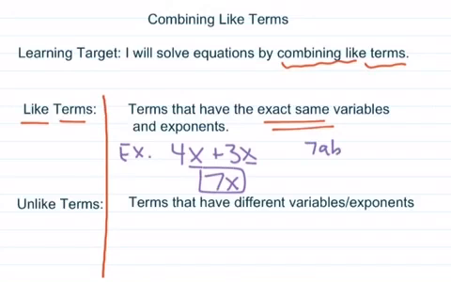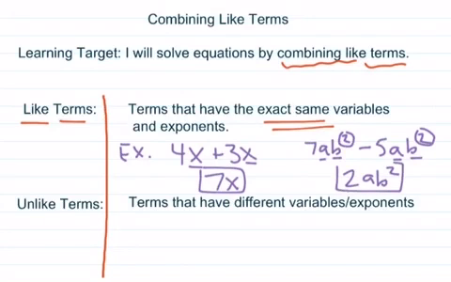Now, if you have 7ab squared minus 5ab squared, again, they both have an a, they both have a b, and the exponent is 2. Since the variables and the exponents are the same, I can go ahead and combine them. So what is 7ab squared minus 5ab squared? That would leave you with 2ab squared. Okay, so those are examples of like terms.